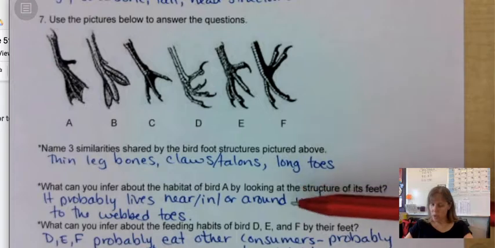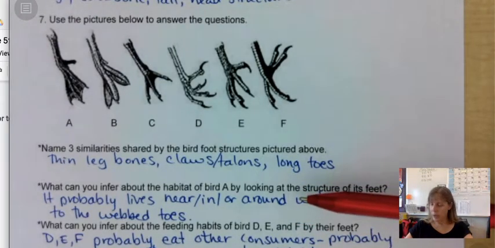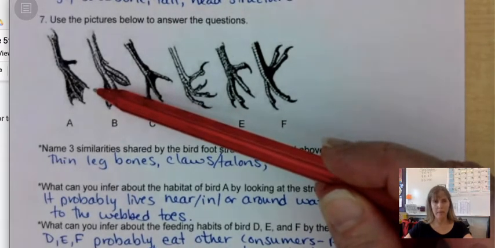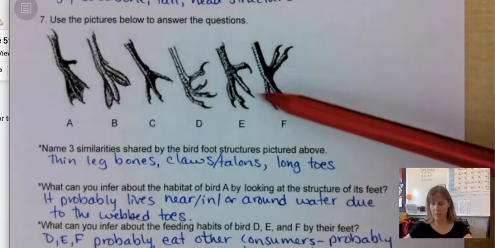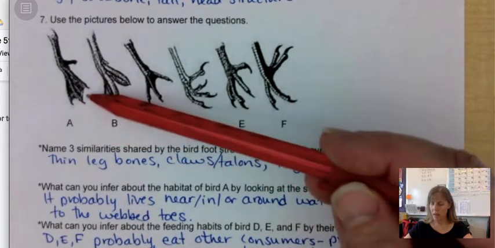The next question says, what can you infer, remember that means guess, about the habitat of a bird, A, by looking at the structure of its feet? So here's bird A, and look at the structure of its feet. It's much different than the rest of them. Not too much different than B, but much different. So what can you tell about its habitat?